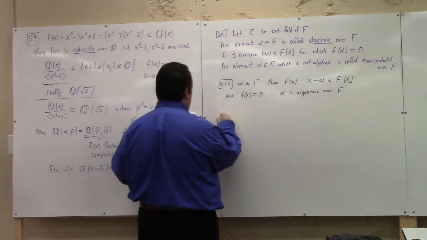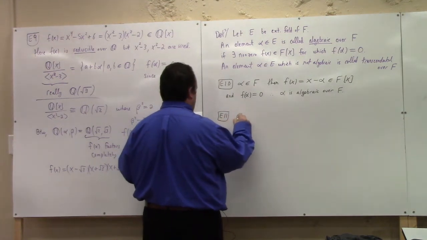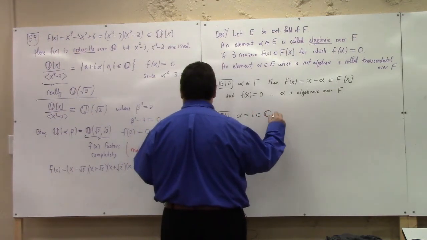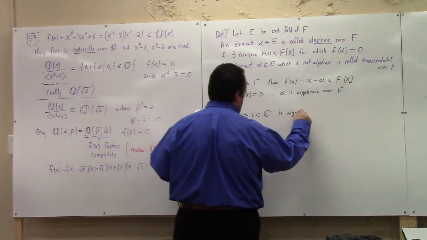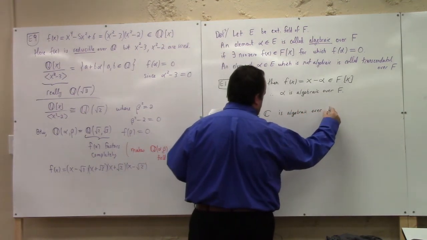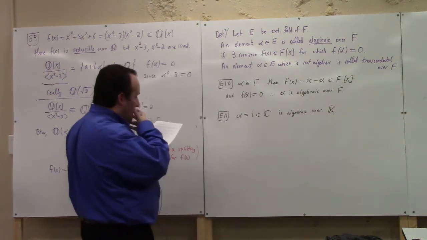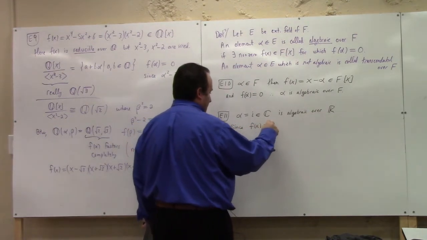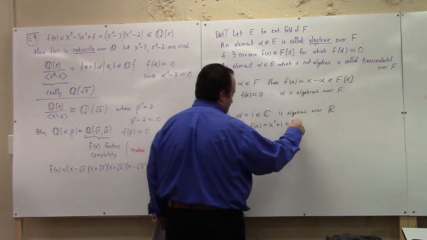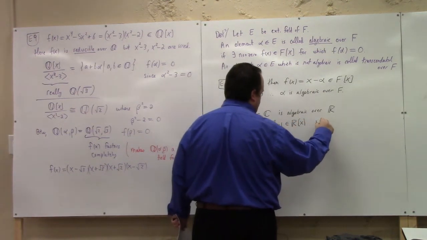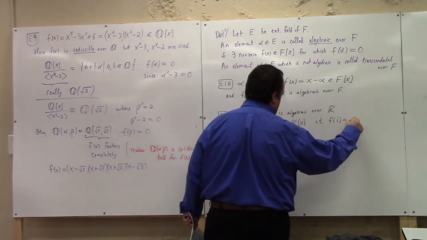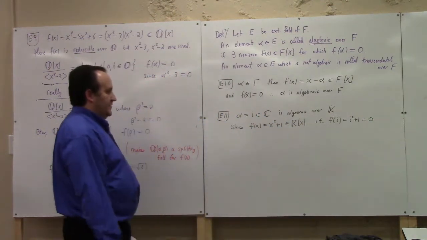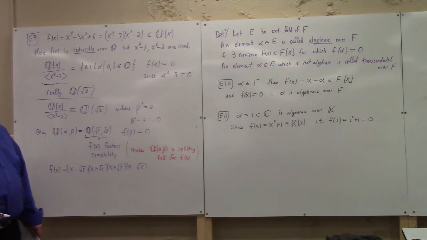A more interesting example, of course, is alpha equals i, which is an element of the complex numbers, and is algebraic over the reals, since f of x equals x squared plus 1 is a real polynomial such that f of i is i squared plus 1, which is 0. So the imaginary unit i is an algebraic element over the reals.